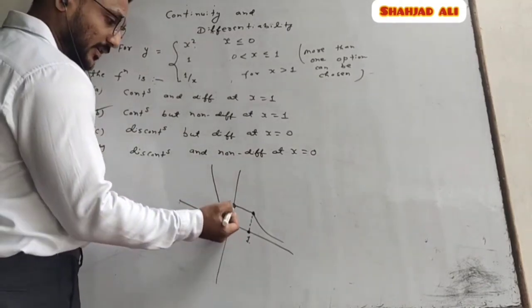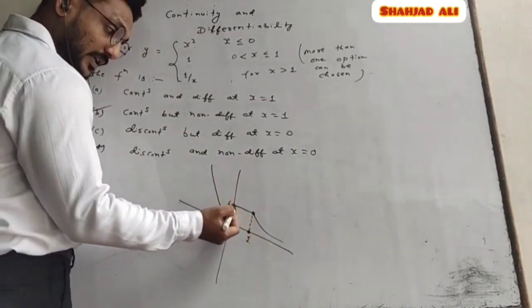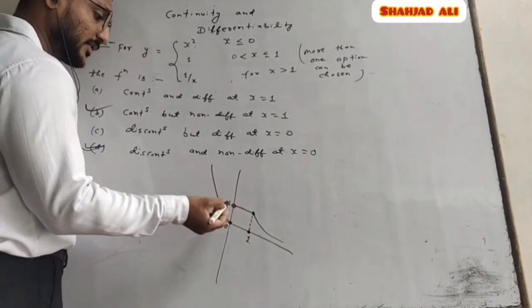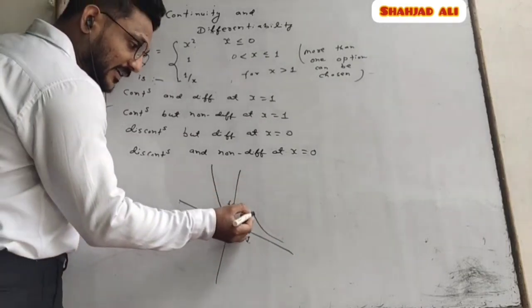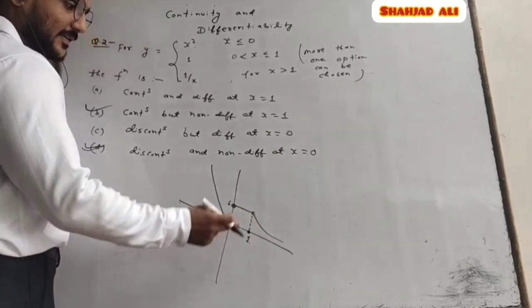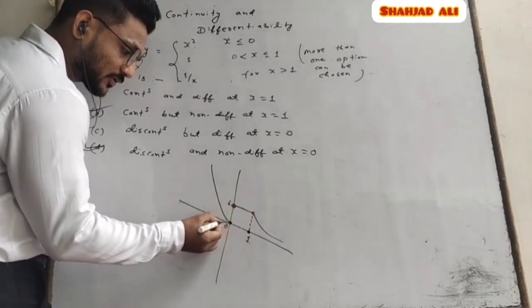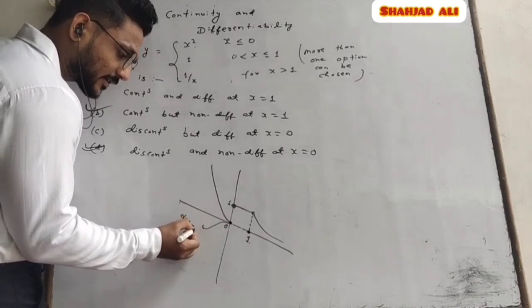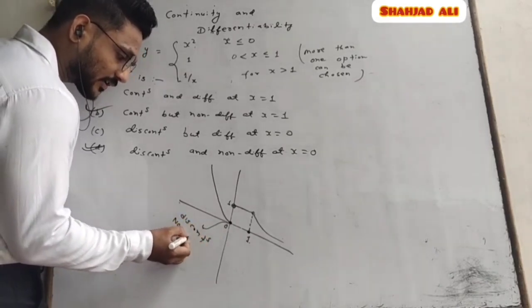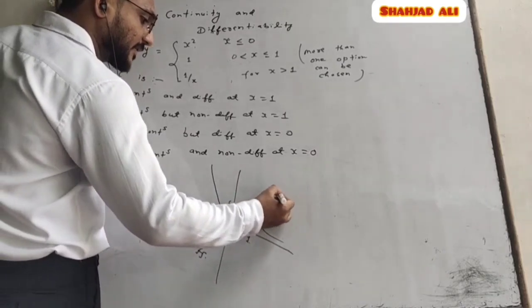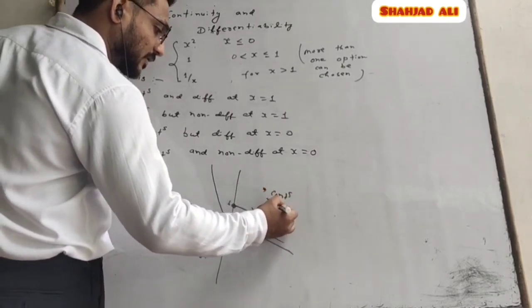And at x equal to 1, this function is continuous, because there is no need to lift the marker. After this, you are drawing it without lifting the marker. And here at 1 there is a sharp edge. A sharp edge means it becomes non-differentiable. So at 0, it is discontinuous and non-differentiable. At 1, it is continuous but non-differentiable.